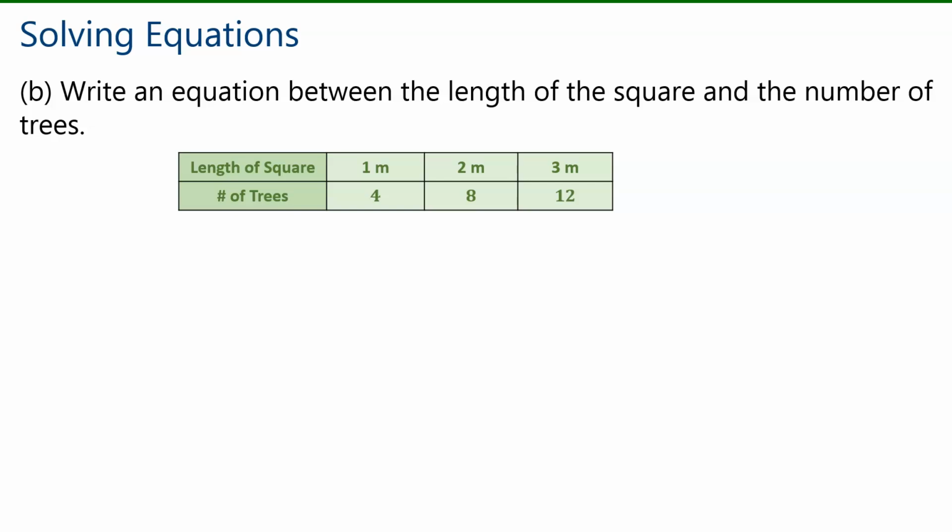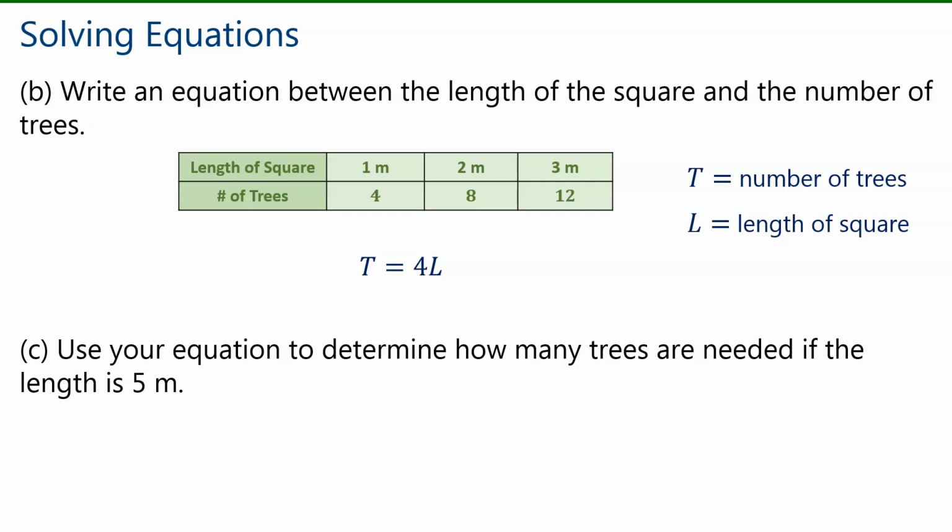Now they want us to write an equation between the length of the square and the number of trees. So we can use the variables t and l. T is the number of trees and l is the length of the square. So what relation do you notice between 1 and 4, 2 and 8, 3 and 12? Well, you might notice that the number of trees is 4 times the length of the square. So that is the equation.